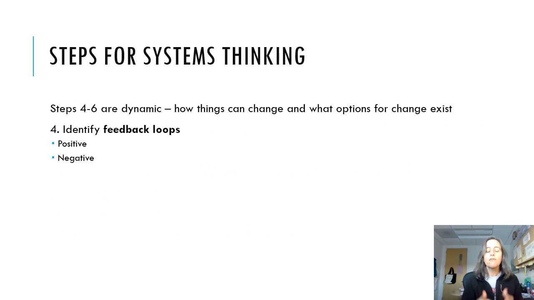Okay, so steps 4 through 6 are these dynamic things: how things change, and what particular options or opportunities for change exist. All right, so step number 4, we're going to look for feedback loops, things that tend to either further encourage the change or things that tend to inhibit the change. So both positive and negative feedback loops. This has to do also with unintended consequences. So let's just think about a few examples.